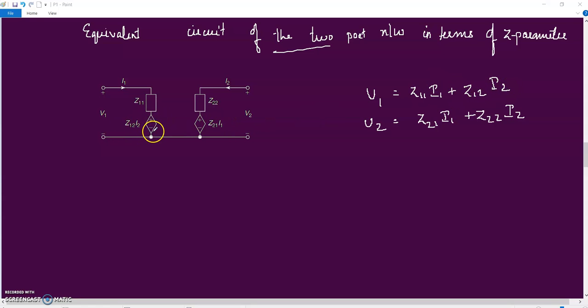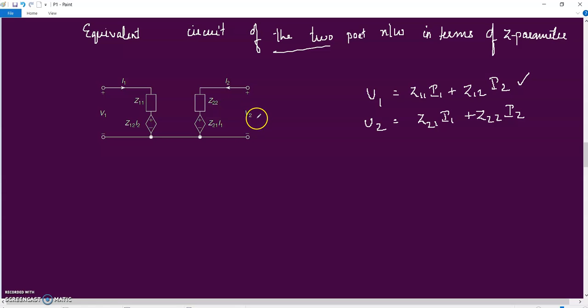Z12 I2 means it is a dependent source. That is, I2 is the current in this branch, and here we have a voltage which is dependent on the current in this branch. That is why we have a dependent source over here. So we can write the equation V1 is equal to I1 into Z11 plus Z12 into I2. Okay, that is the equation and this is the equivalent.